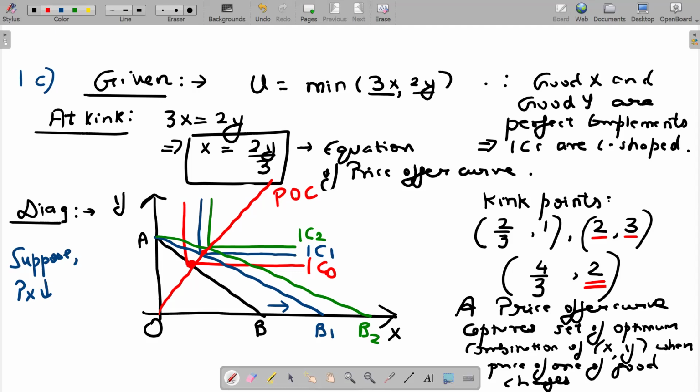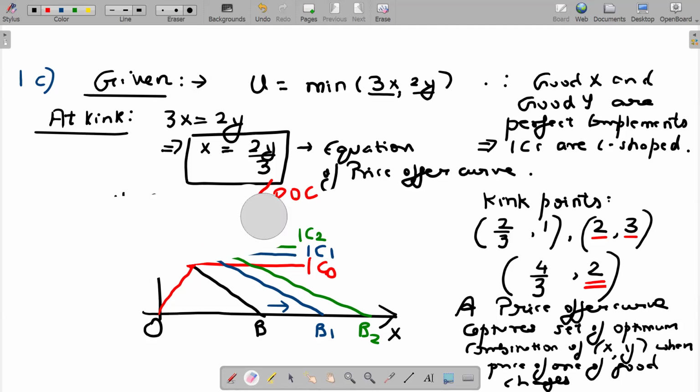So the price offer curve is going to capture the locus, or I can say the set of all possible combinations of good X and good Y when the price of one good changes, and the price of the other good and income are constant. So this is the price offer curve for perfect complements. Okay, and remember the demand curve. I can also find the optimum combination, optimal bundles, X star and Y star. How do I do that?